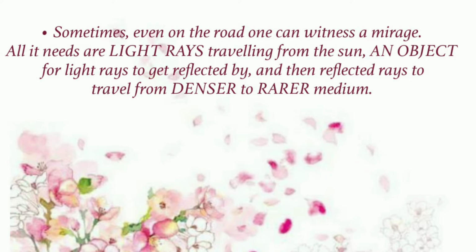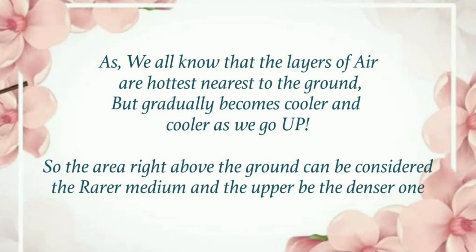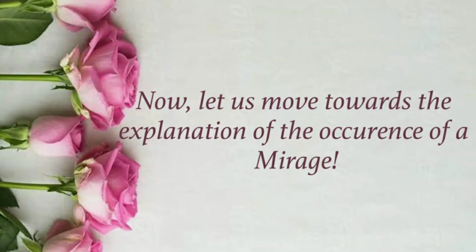All it needs are light rays traveling from the sun, an object for light rays to get reflected by, and then the reflected rays to travel from the denser to the rarer medium. As we all know, the layers of air are hottest nearest to the ground, but gradually become cooler and cooler as we go up. So the area right above the ground can be considered a rarer medium and the upper one the denser one. Now let us move towards the explanation of the occurrence of a mirage.